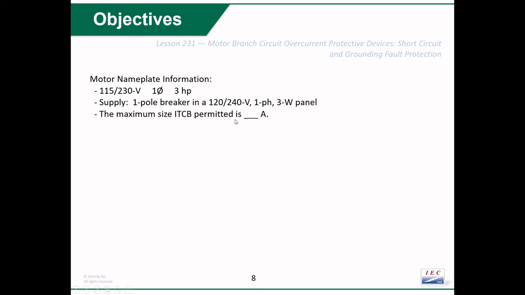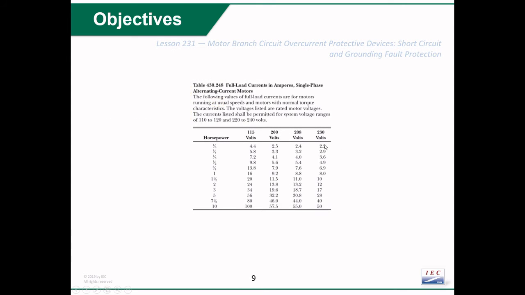So let's first pick out some important info. We obviously don't need all this info, but some is important. I'm going to point out this is a single phase motor, 3 horsepower, which we're going to need to know. It's supplied by a 1-pole breaker in a 120/240 panel, which tells us it's a 120 circuit. And then lastly, we need to know that it's going to be an inverse time circuit breaker. So what's our first step here? Since it is single phase, let's find out what our full load current is going to be.